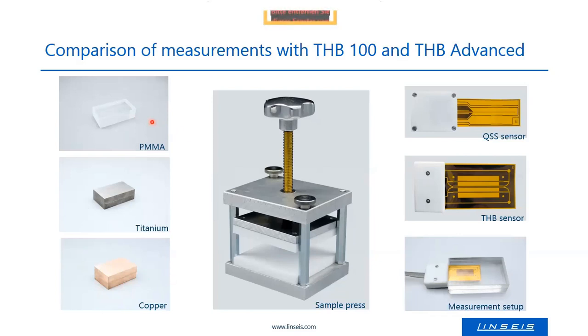And for the PMMA, we used for both instruments the THB sensor, and for the higher conductors, for the metals, we used a QSS sensor. We took 2 sample halves, put the sensor between the 2 sample halves, and pressed it with a press. You need around 0.5 bar contact pressure, which is around, for this sensor size, equivalent to around 3 or 4 kilogram of load on that setup.